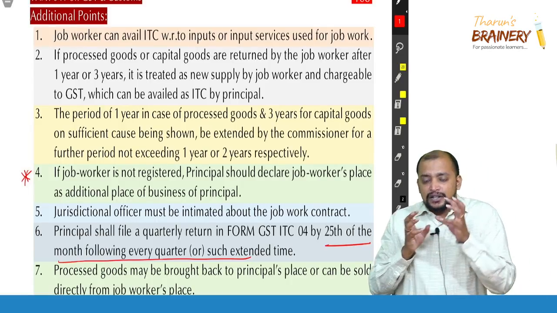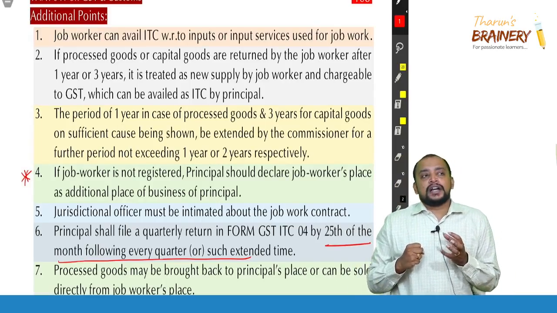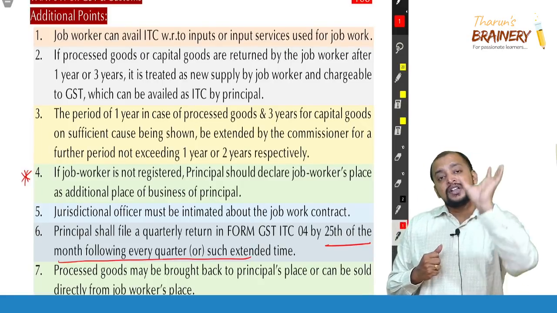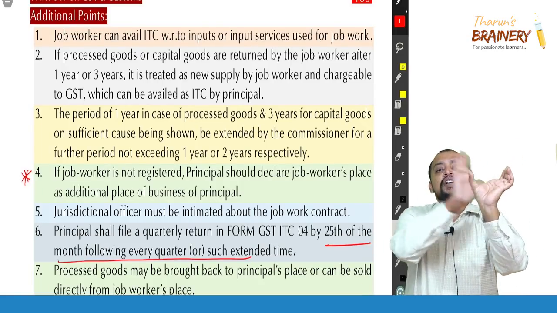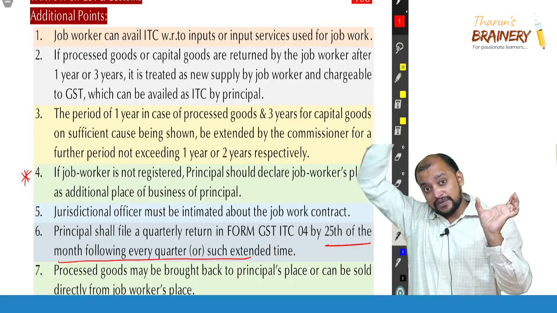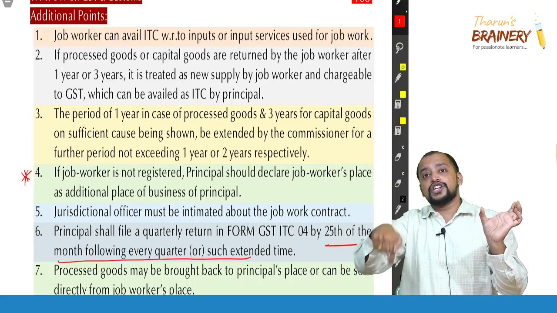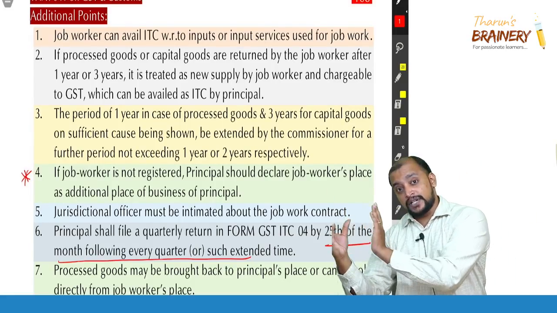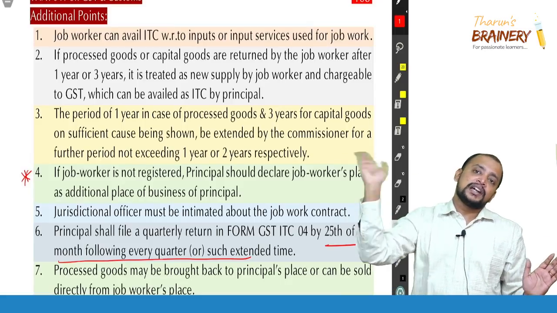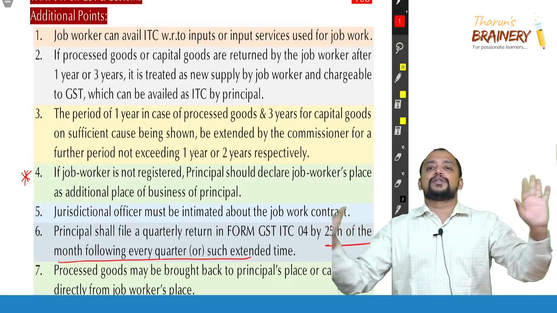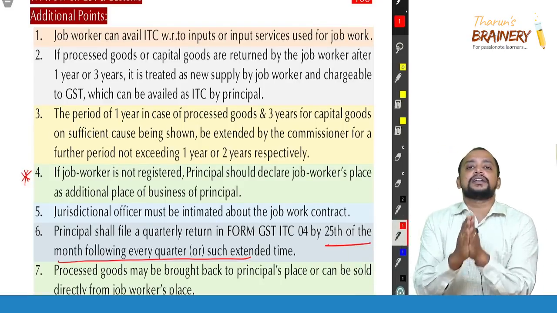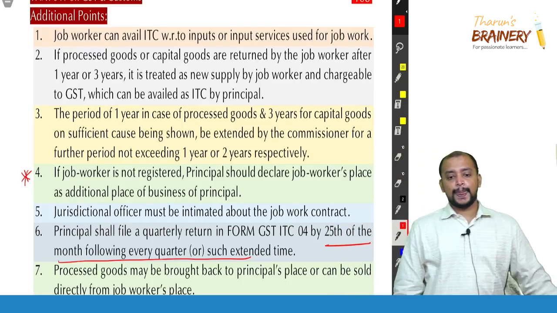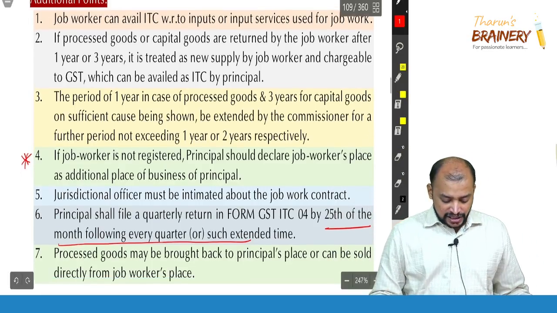So, here the only area where you will get confused is this: whenever the goods are sent and not received within 1 year or 3 years, from the principal's point of view, what does he need to do? He needs to treat it as a supply at the time when the goods are sent to the job worker. Now he needs to pay GST along with interest. Done. Now what should the job worker do? The job worker, when he returns it after 1 year or 3 years, should treat it as a new supply. That's it. Okay. With this, section 19 is over. If you have any doubts on section 19, you can ask.